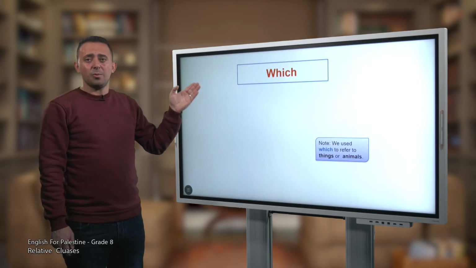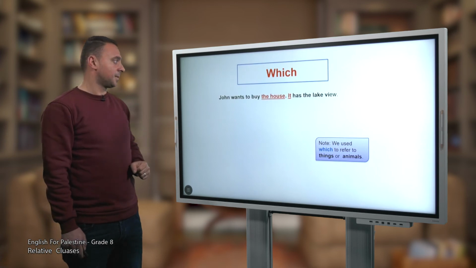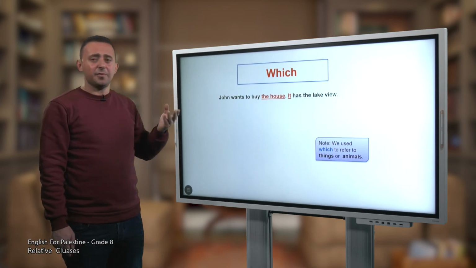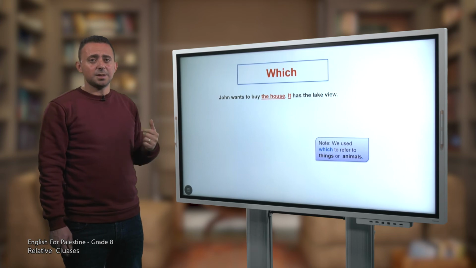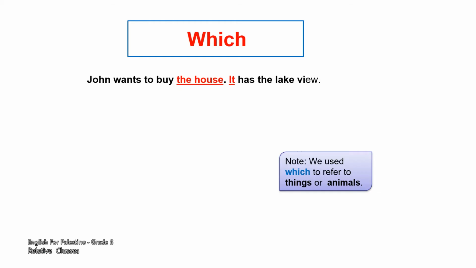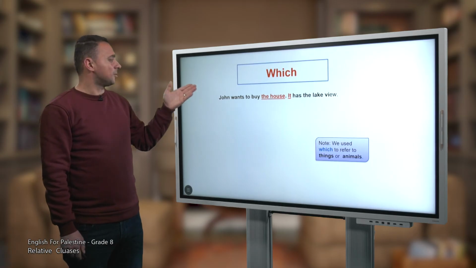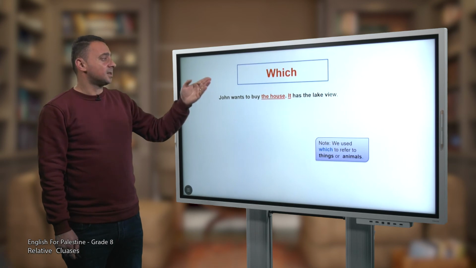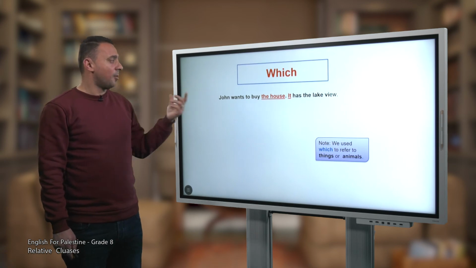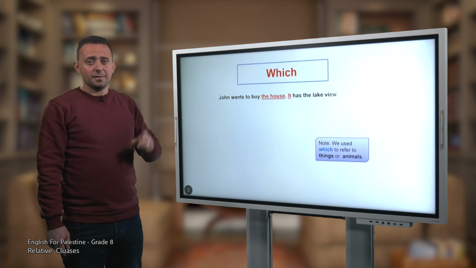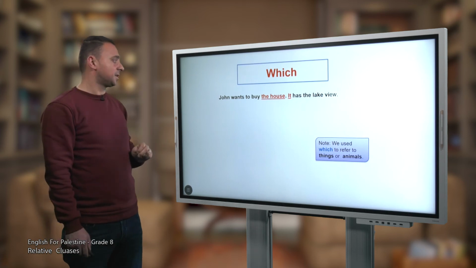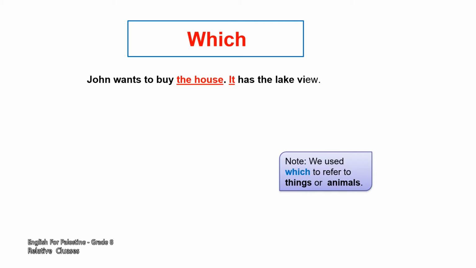What about now which? Let's see. Here we have an example from the previous dialogue. Let's read it. John wants to buy the house. It has the lake view. Again, John wants to buy the house. It has the lake view. How many sentences do we have? Very good, we have two. The first sentence is John wants to buy the house, and the second one is it has the lake view.